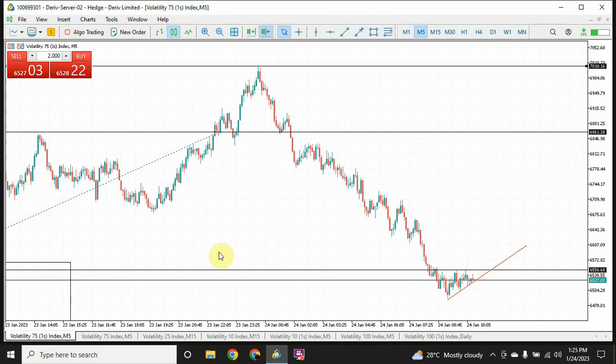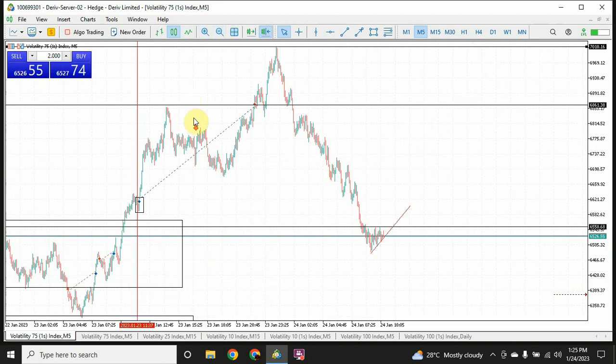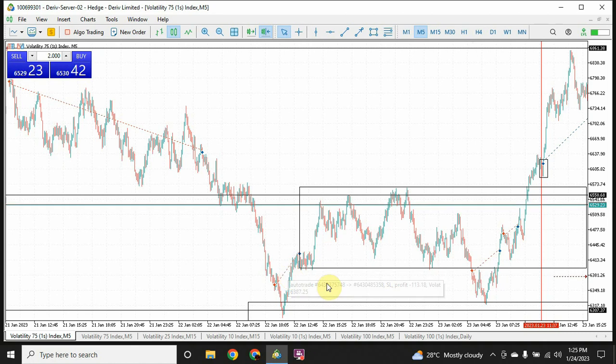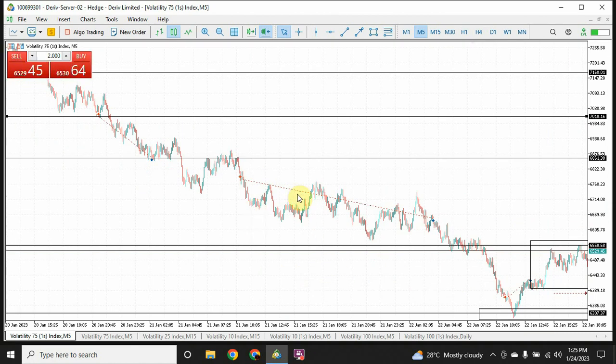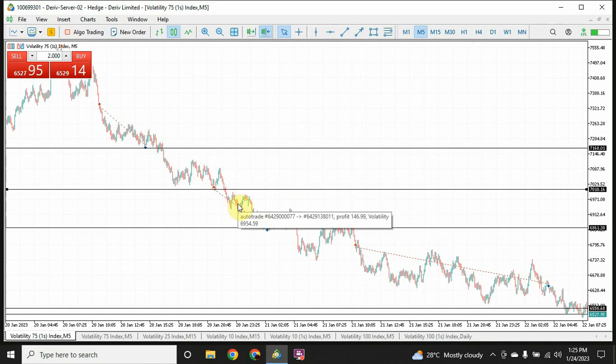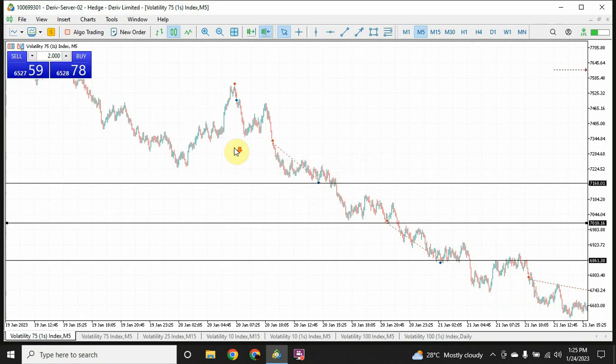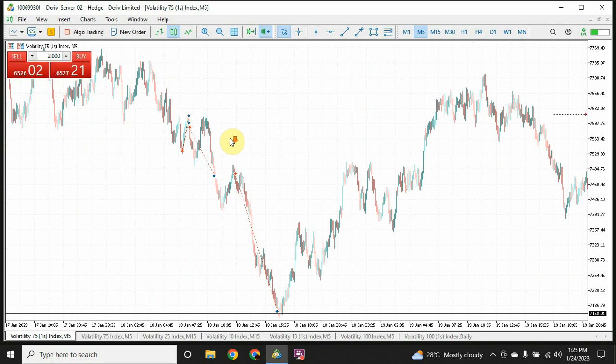I love it, and I've made so much money in this last week. This was a $400 trade. This was a loss. This was $200 profit, $146 profit, $148 profit. And then here another one was $300 profit. This is this week, guys.